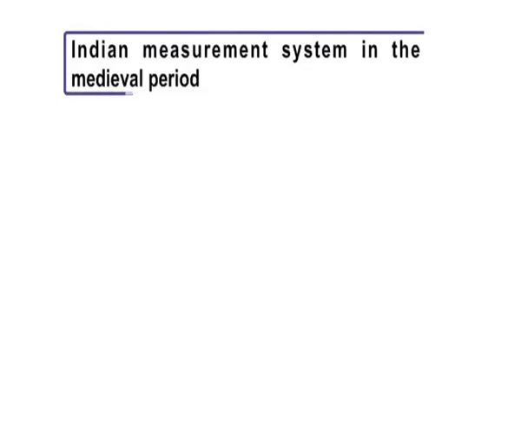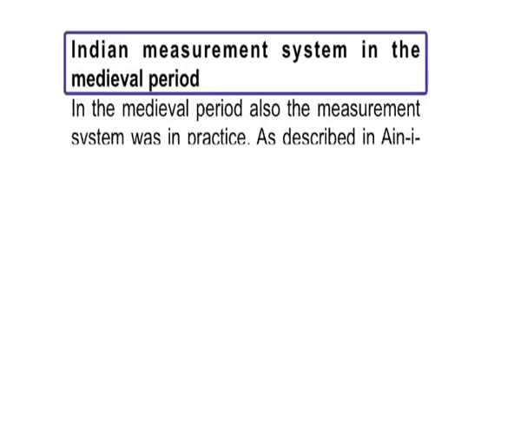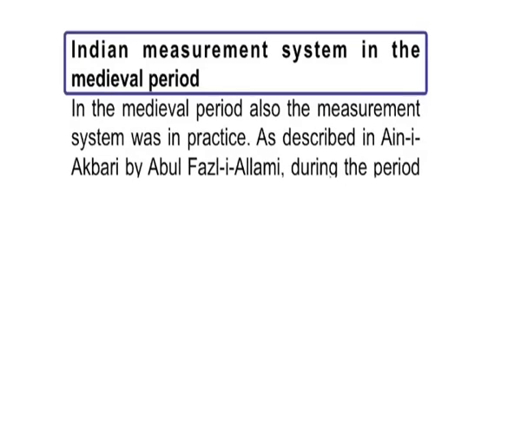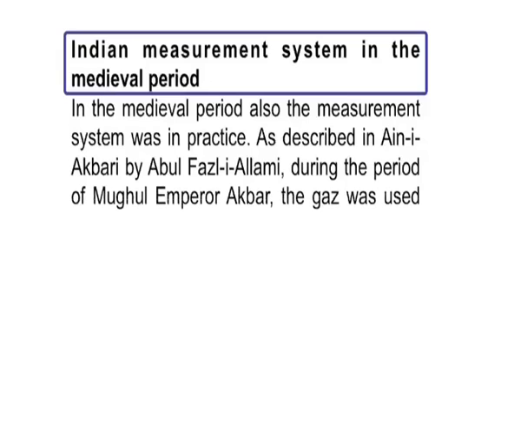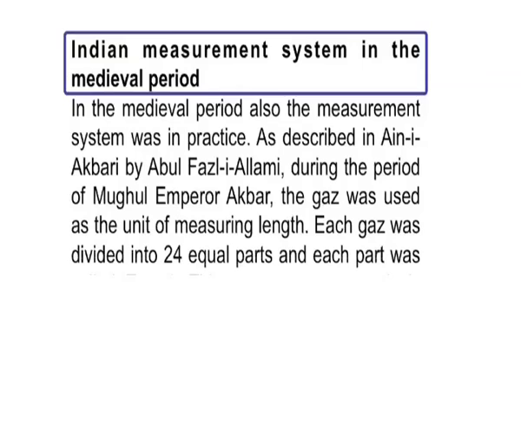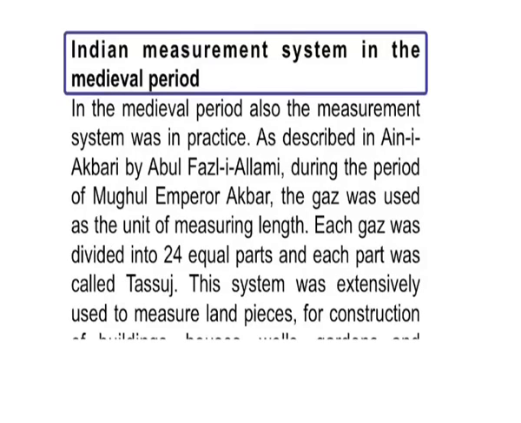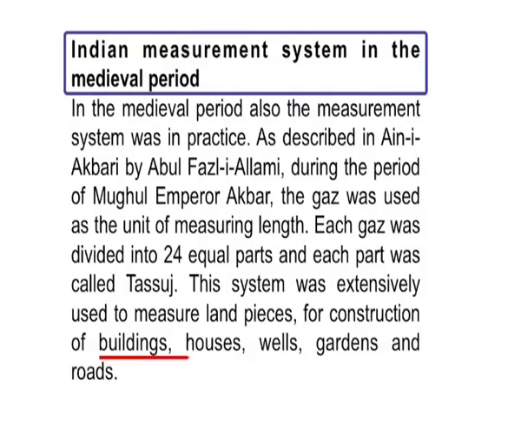Indian measurement system in the medieval period. In the medieval period also, the measurement system was in practice. As described in Ain-e Akbari by Abul Fazl-e-Ilami, during the periods of Mughal Emperor Akbar, the gaj was used as a unit of measuring length. Each gaj was divided into 24 equal parts, and each part was called tasuj. The system was extensively used to measure land pieces for construction of buildings, houses, wells, gardens and roads.